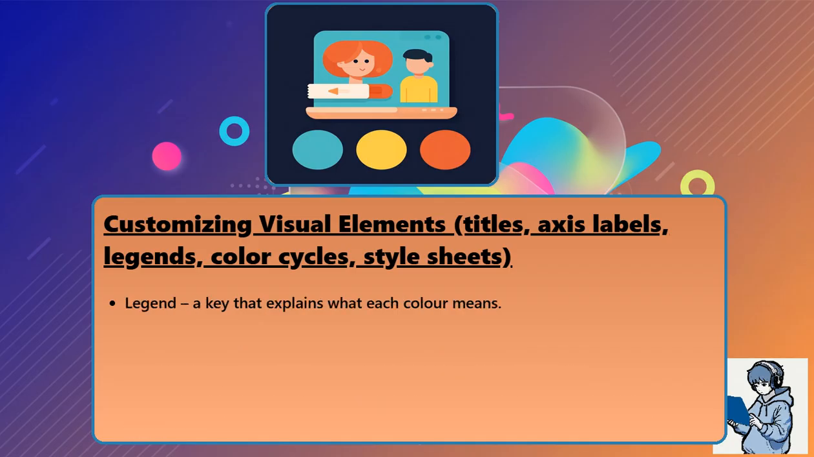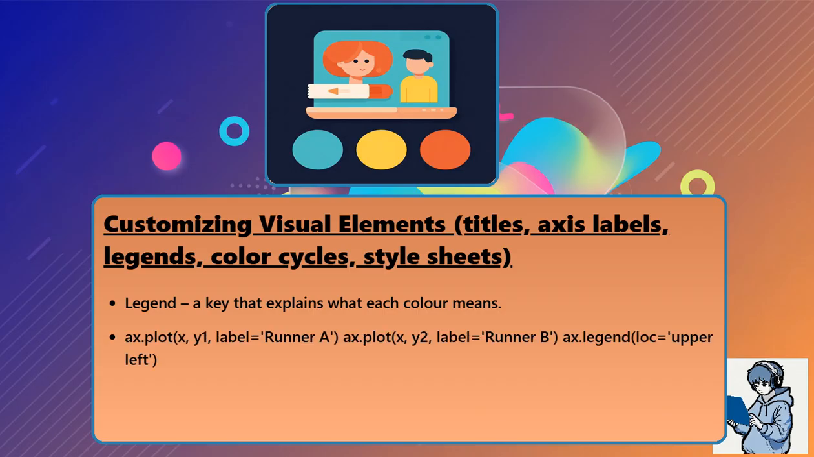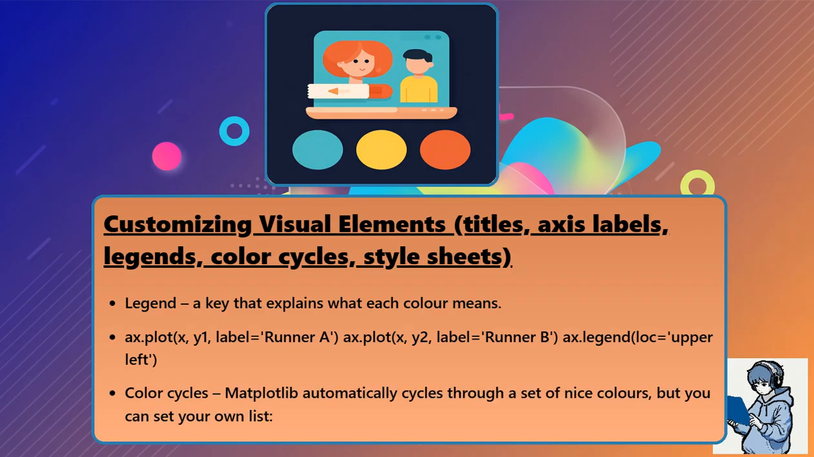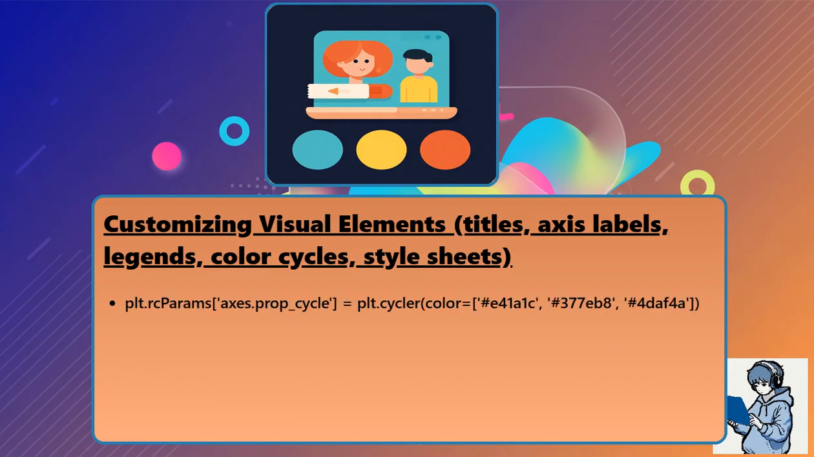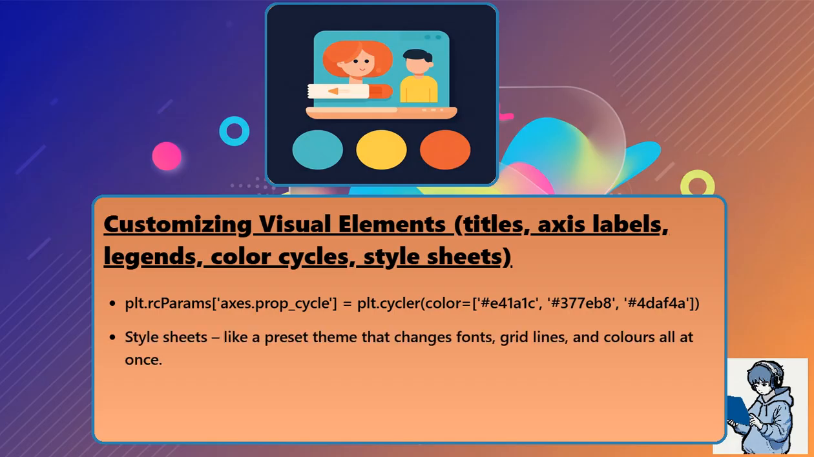Legend, a key that explains what each color means: ax.plot(x, y1, label='Runner A'), ax.plot(x, y2, label='Runner B'), ax.legend(loc='upper left'). Color cycles, Matplotlib automatically cycles through a set of nice colors, but you can set your own list. Set the axes property cycle to a cycler with colors #E41A1C, #377EB8, #4DAF4A.